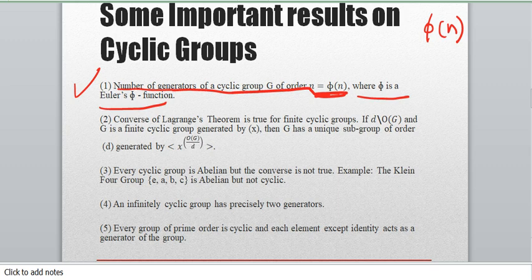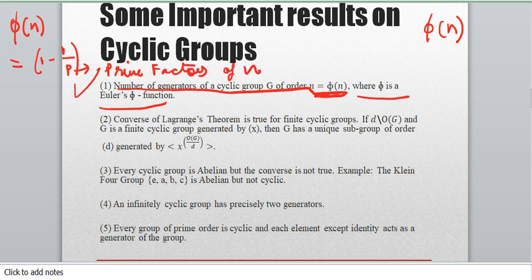What is Euler's phi function, students? Look very carefully. Euler's phi function of n is given as n times the product of 1 minus 1 by p, where p are the prime factors of n.